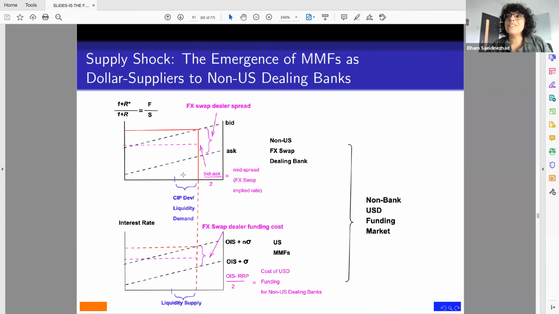So here you see that there's this spillover, and the spillover effect is going to worsen if the US banking system exits and US money market funds replace the banking system. Because the money market funds don't have access to cheap funding themselves, they are going to ask higher prices. This means that the cost of funding for the FX swap dealers is going to increase, and they are going to charge higher prices in the FX swap market as well. And as a result, the other non-US banks that are going to the FX swap market to get access to the US dollar funding are going to face higher prices.